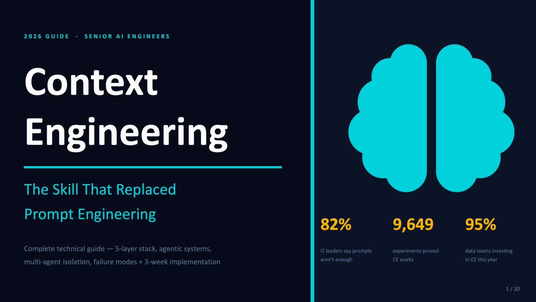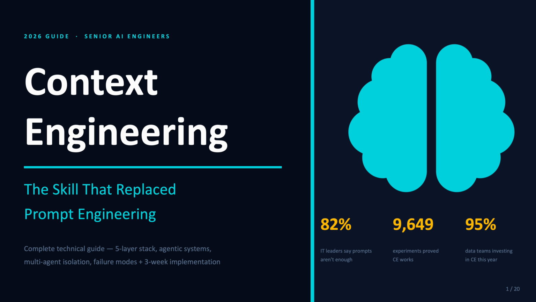If you're a senior AI engineer and your agents keep failing in production, not because of the model, not because of the code, but just because they don't have the right information at the right time, this video is going to fundamentally change how you think about building AI systems.